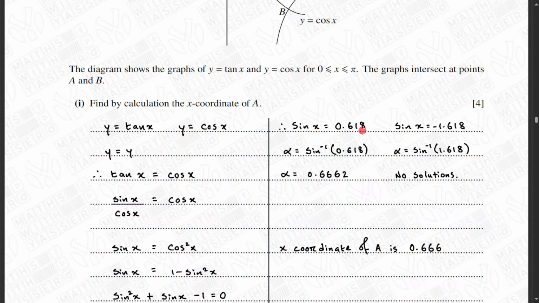which means sin x is 0.618 and sin x is negative 1.618. The basic angle should be sine inverse of 0.618 and the basic angle should be sine inverse of negative 1.618. And we know that the maximum and minimum limits of sin x are 1 and minus 1. So this will have no solutions. And the basic angle of this one will be 0.6662. So the x coordinate of A must be 0.666 to 3 significant figures.